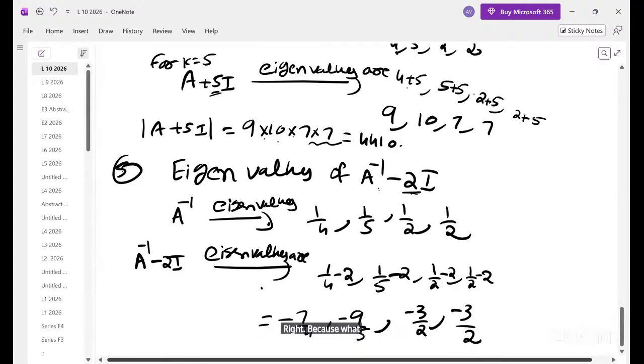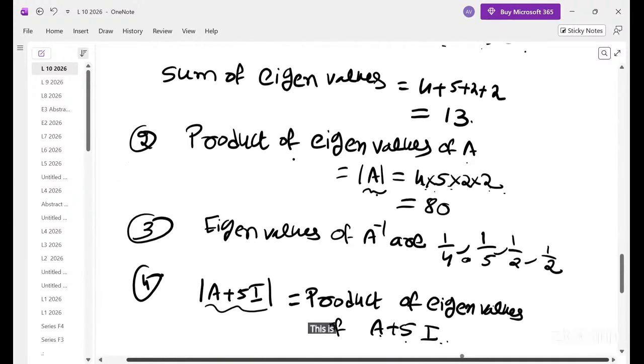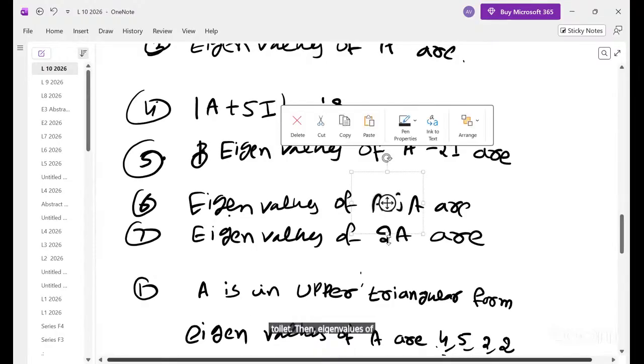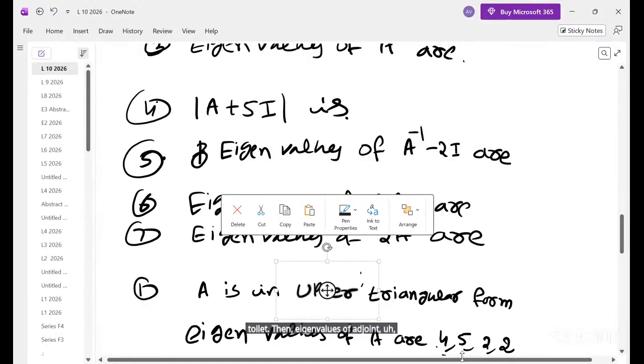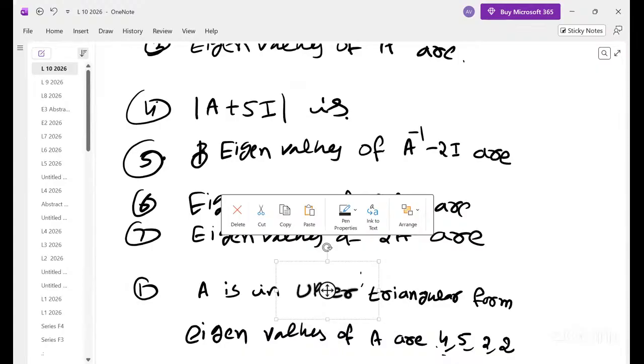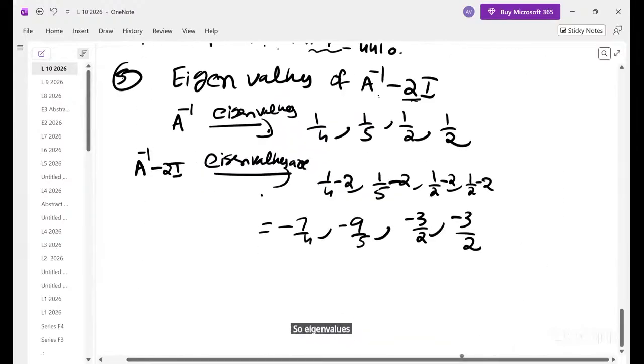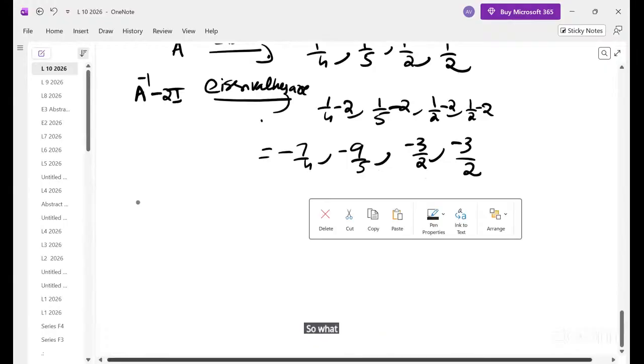Because what is the formula for A plus KI? Lambda plus K. A minus KI, lambda minus K. Instead of A, we are having A inverse. So get the eigenvalue, subtract 2 from each eigenvalue. This is A inverse minus 2I. Then eigenvalues of adjoint A. So what are eigenvalues of adjoint A?